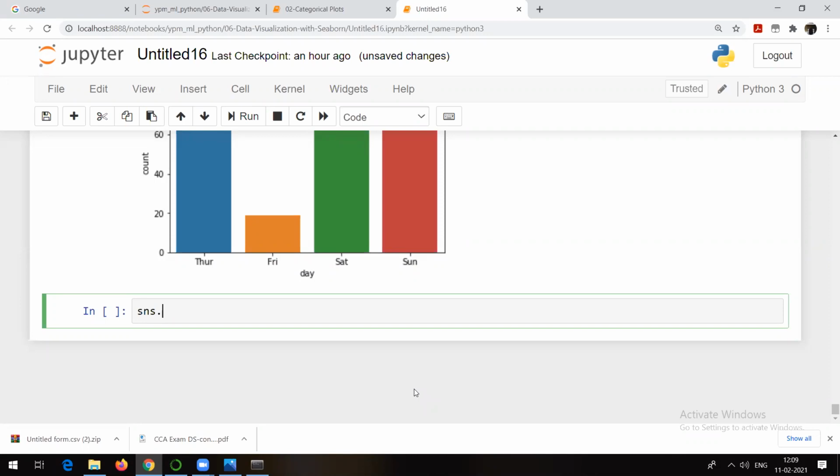IQR, interquartile range, is actually Q3 minus Q1. Q3 minus Q1.